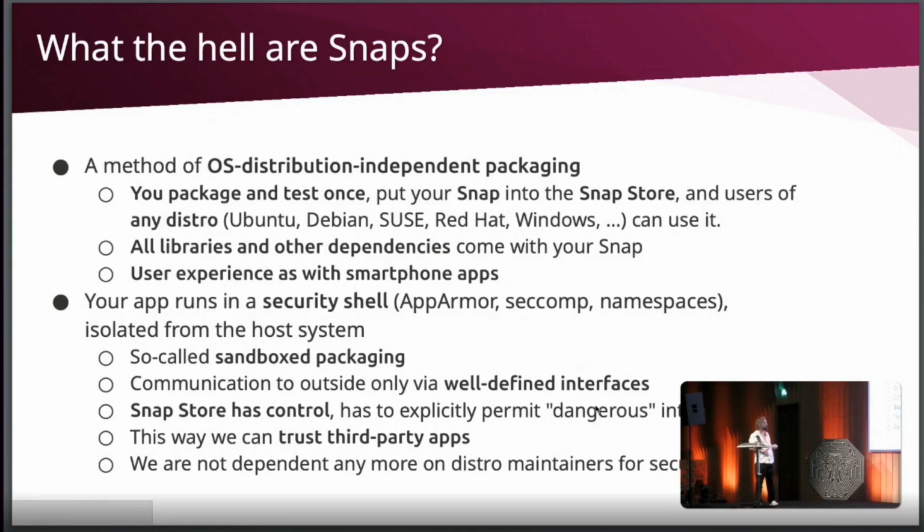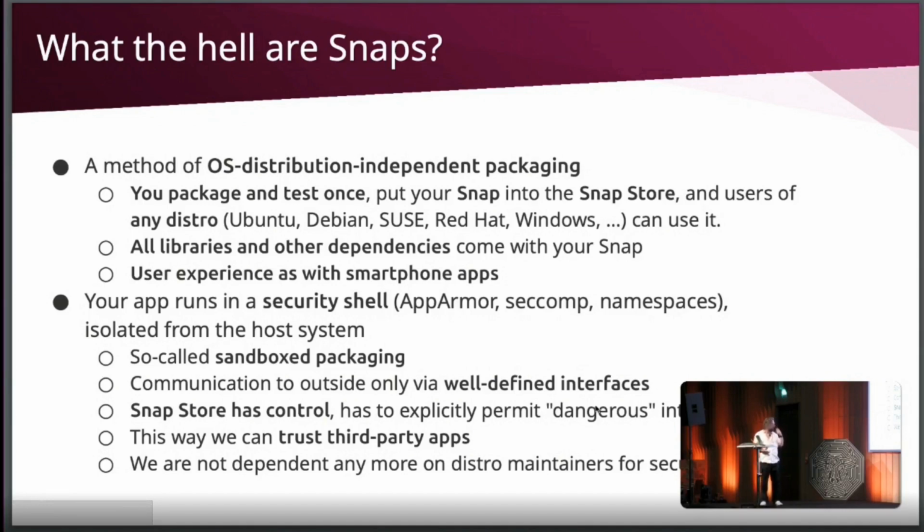And this is also given by the snaps. They are, because the snaps have an encapsulation, so the operating system is protected against what the snapped application is doing. We use for that AppArmor, we use seccomp, and we use also namespaces. And so the application is in a sandbox. One calls it sandbox packaging, and so the operating system is protected against it. And this is the same what also happens on smartphones.